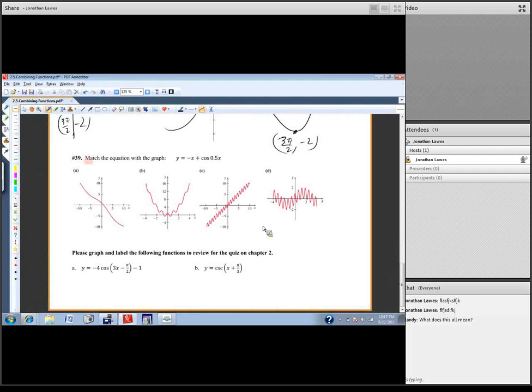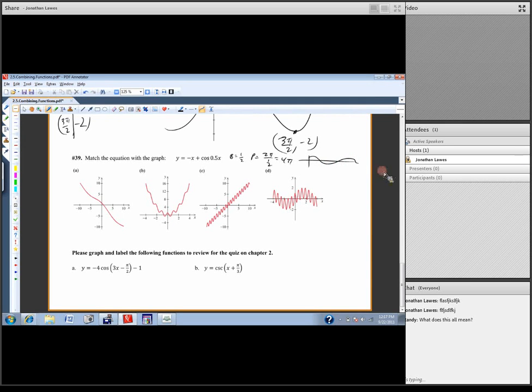On number 39, it says match the equation with the graph. So we've got y equals negative x plus cosine 0.5x. Okay, that 0.5x is going to change the period. You'd think that would horizontally shrink it. It actually horizontally stretches it. It changes the period. So our b is 1/2. Our period would be 2 pi divided by 1/2. Our period is going to be 4 pi. So this is a really stretched out cosine curve. Okay, it takes a really long time for it to make that.